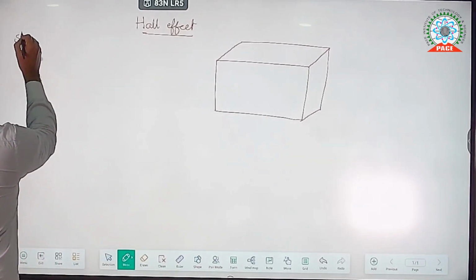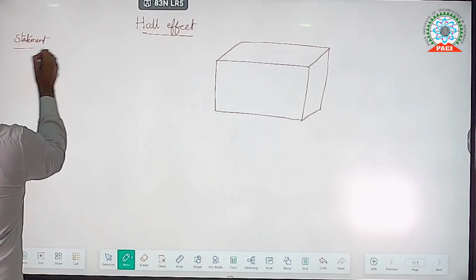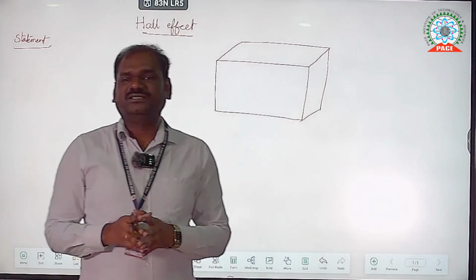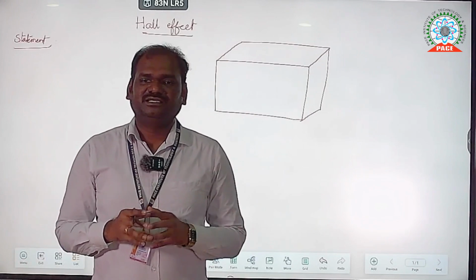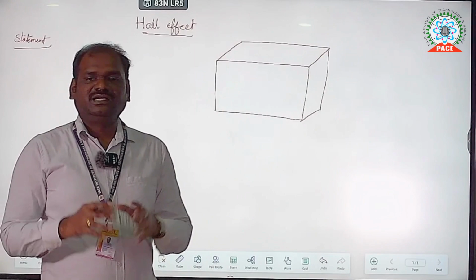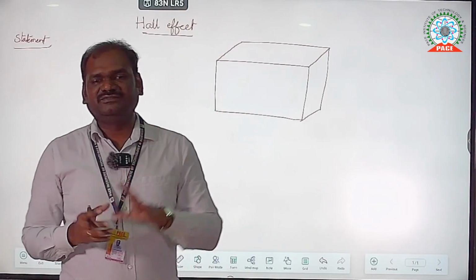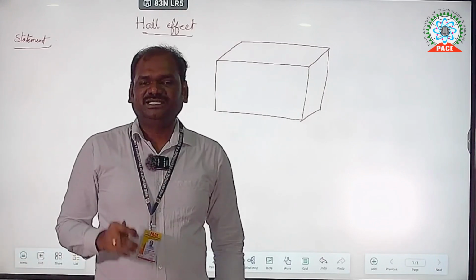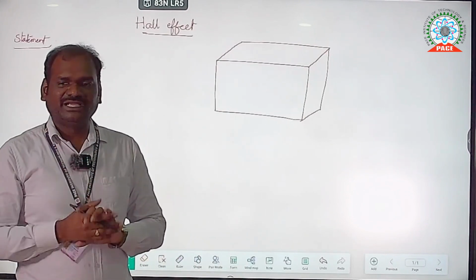Statement of the Hall effect: if a current-carrying slab of semiconductor is placed in a magnetic field, then a potential difference is developed, perpendicular to both the current and the magnetic field.